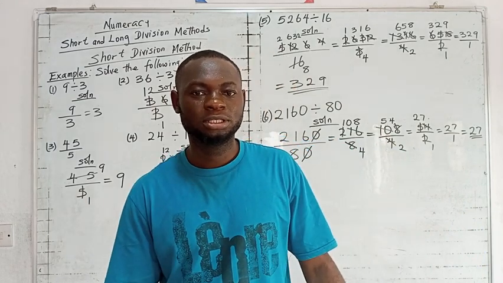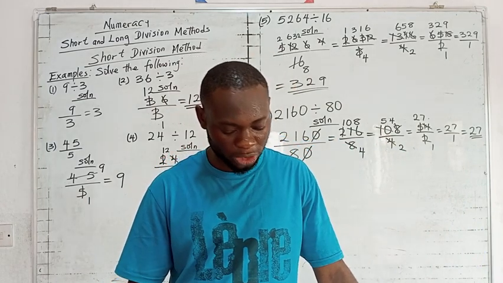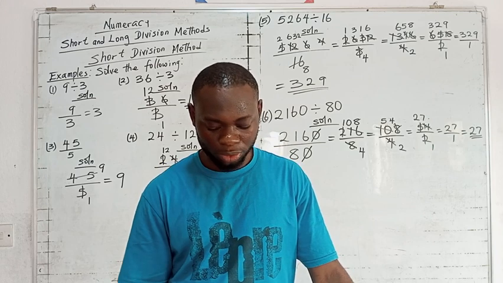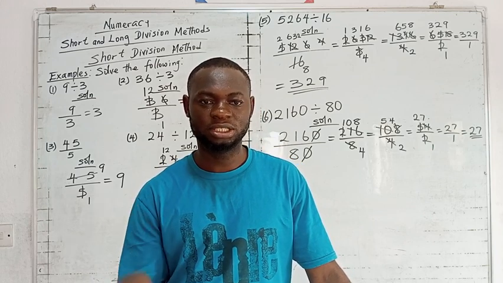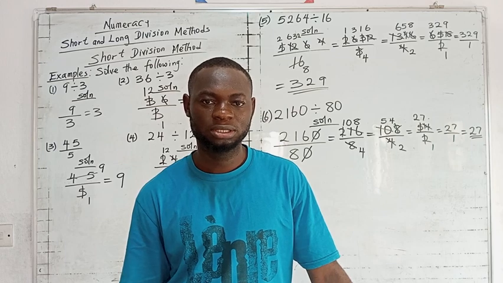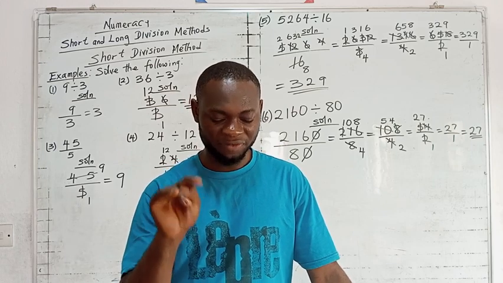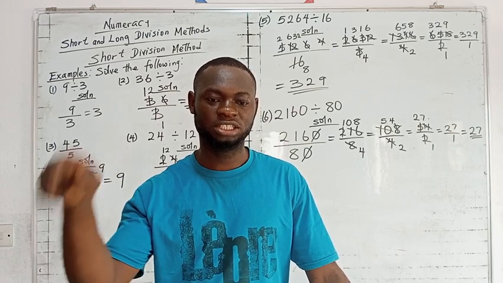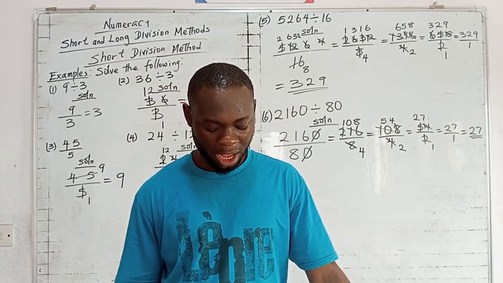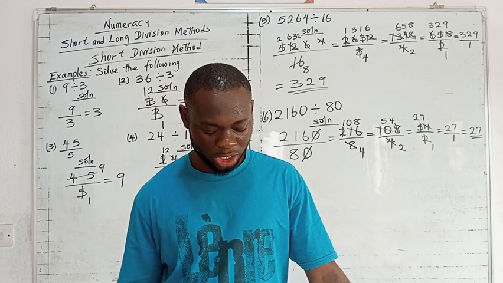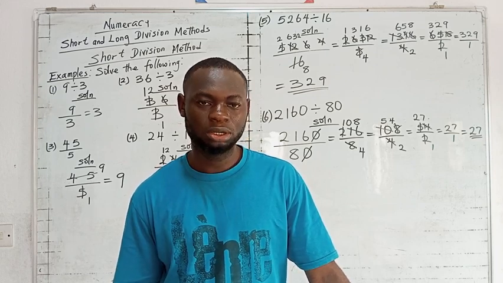Alright? So, this is the concept of short division method. It's simply a method where we divide numbers digit by digit till we finish. Okay? Now, having said that, let's quickly look at long division.